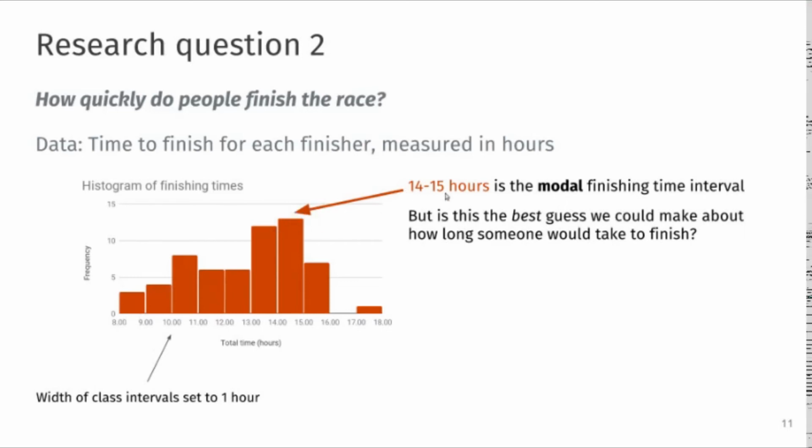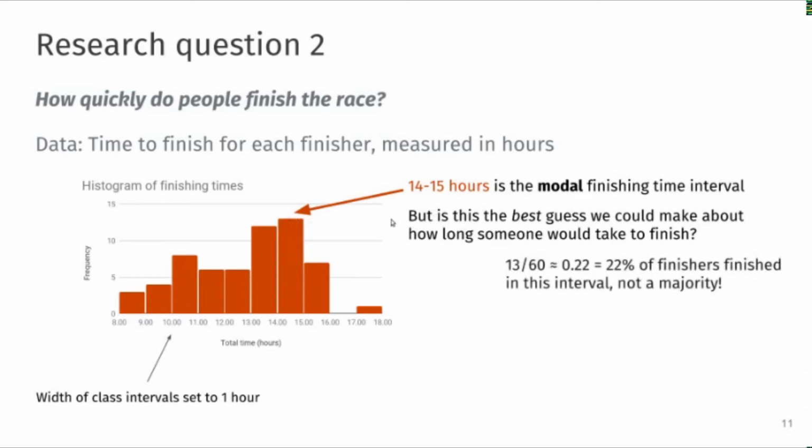If all you knew was that most people took 14 to 15 hours to finish. Well, I say most, but really it's 13 out of 60. Remember our proportions, so 13 divided by 60 is a proportion of 0.22, or a percentage of 22% who finished in that interval. So it's not really the majority, it's only a plurality of people that fall into this category. So again, maybe the mode is not the most informative value to give someone if you wanted to know how long people tended to take in this kind of race.